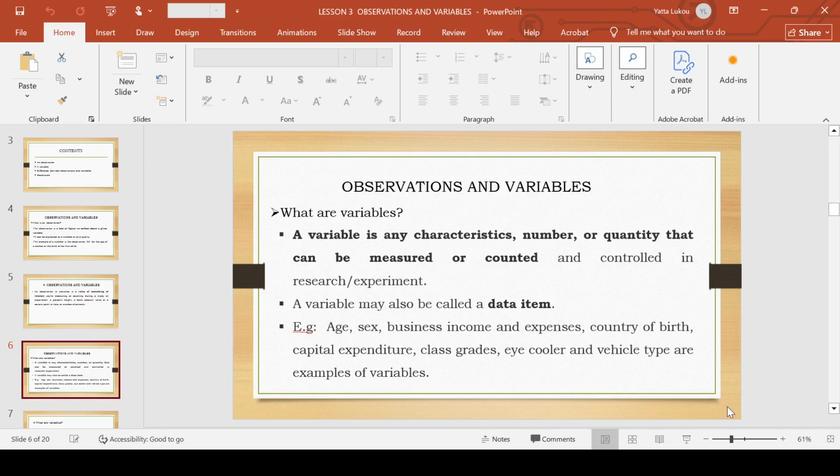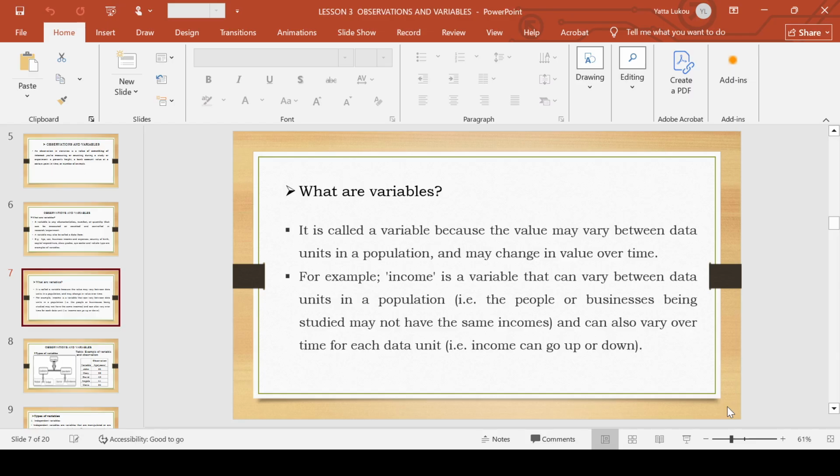What is or what are variables? The words observation and variables go together. A variable is any characteristic, number, or quantity that can be measured or counted and controlled in a research or in any experiment. A variable may also be called data or data item. A variable is called so because the value may vary between data units in a population and may change in value over time. For example, income is a variable. Your income can change depending on the situation and so forth.